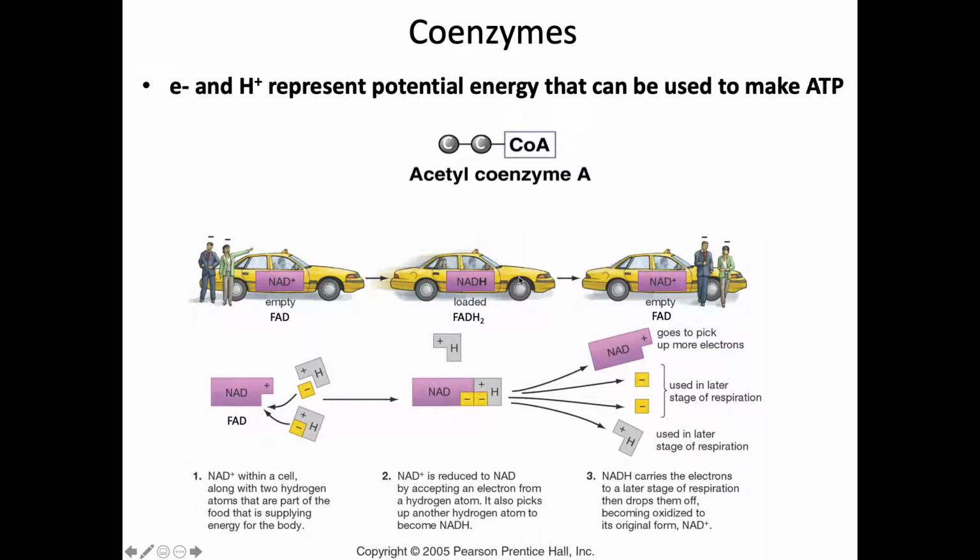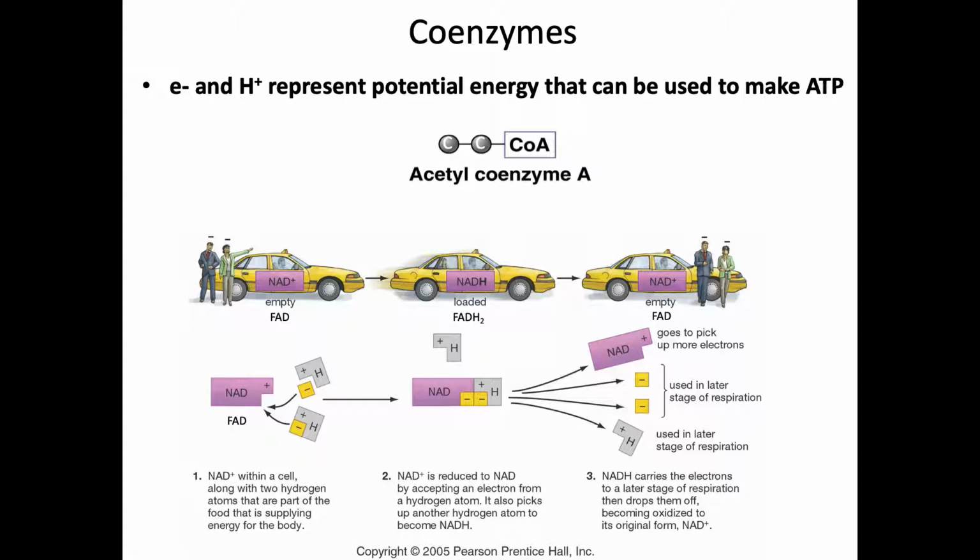So this loaded taxi has those two electrons, it has the one proton for NAD, and it has two protons for FAD. So now it's become NADH, FADH2 when it's loaded, when the taxi is full. Now it gets to its destination, and then it empties the passengers. So it empties the electrons and the protons. It drops them off. After they've dropped the electrons and the protons off, it goes back to its original form of NAD plus and FAD. And then this taxi is going to pick up some more electrons, some more protons, and keep shuttling them around.